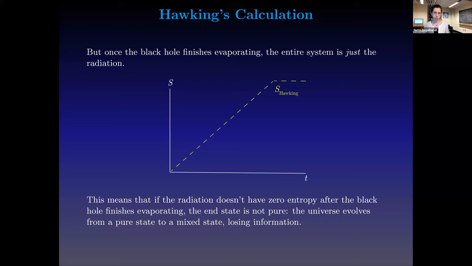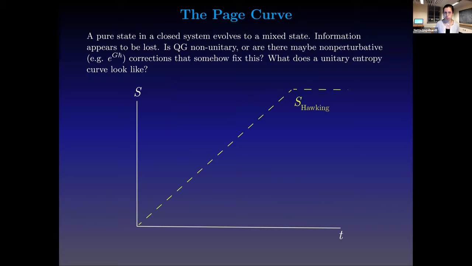So here we have a very funny situation where a pure state in a closed system evolves to a mixed state and information appears to be lost. The questions that could come up here: maybe quantum gravity is genuinely non-unitary. Maybe there are some non-perturbative corrections that somehow fix this. And you can ask, what does a unitary entropy curve actually look like?